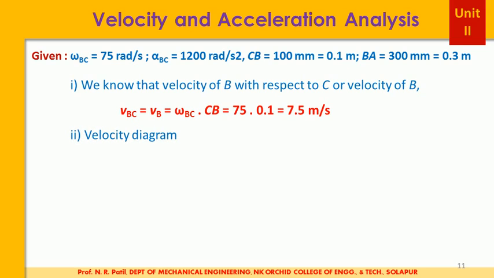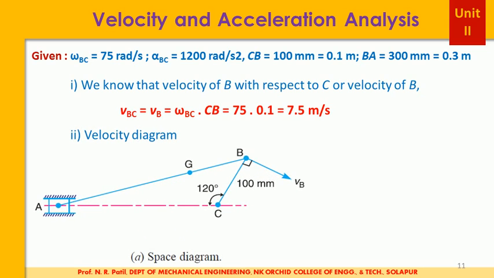The next step is to draw the velocity diagram, and for that the configuration diagram is very important. So let us draw the configuration diagram. Take a scale, 1 centimeter equals some millimeters, and you will get the configuration diagram. To draw the velocity diagram, the velocity vector can be drawn on paper if we know two things. One is the magnitude, that is the velocity of B with respect to C, which is given as 7.5, and the direction of rotation of the crank, which will decide the direction of the velocity vector.